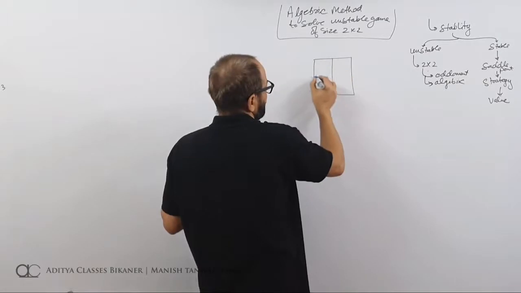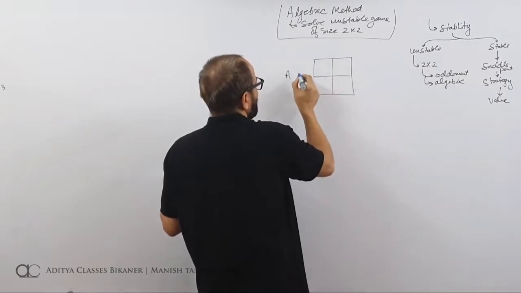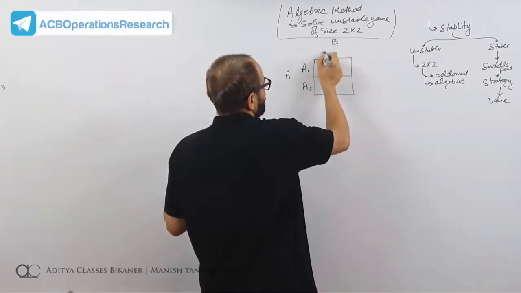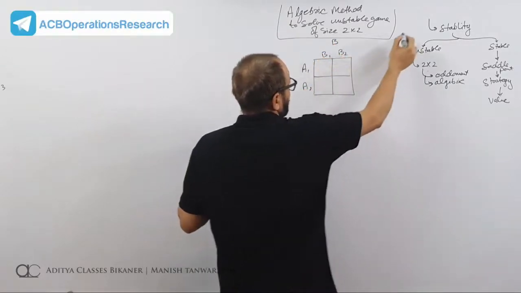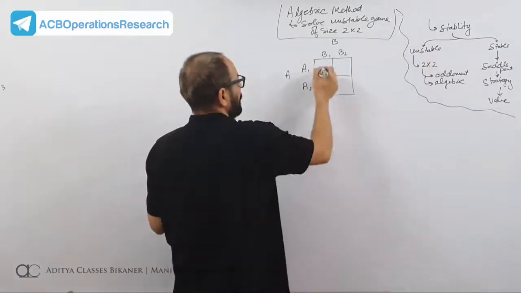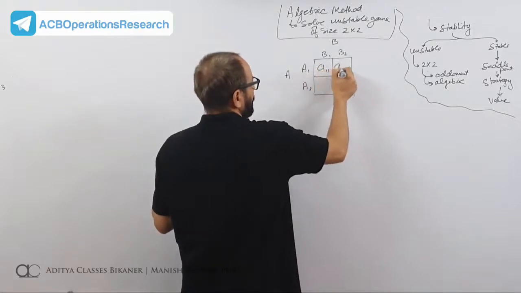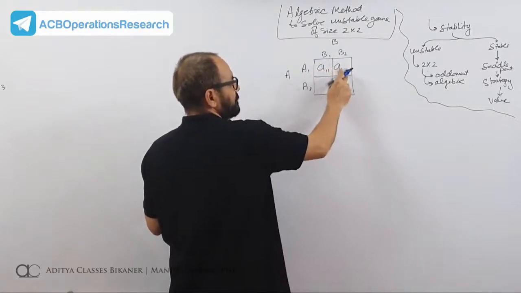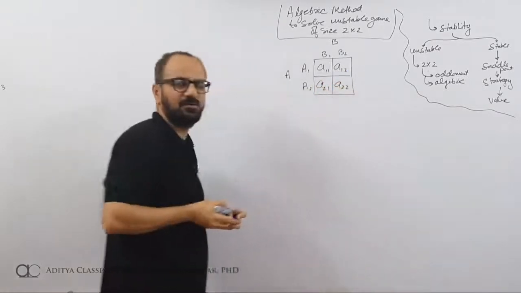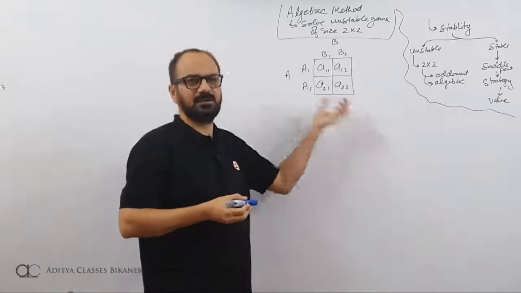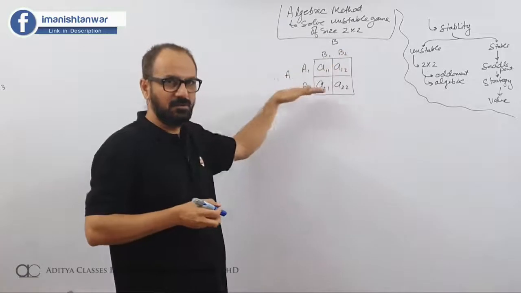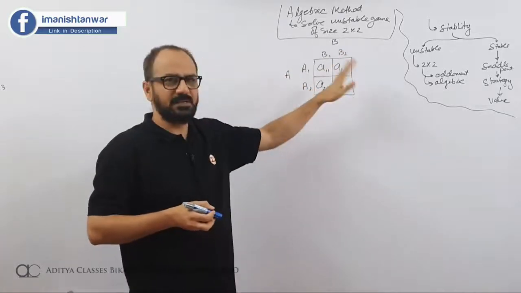Suppose this is our general purpose game. In the general game, we have a row player who has strategies A1 and A2, and a column player who has strategies B1 and B2. The payoffs are A11, A12: first row, first column, first row, second column. Then we have A21, A22: second row, first column, second row, second column.